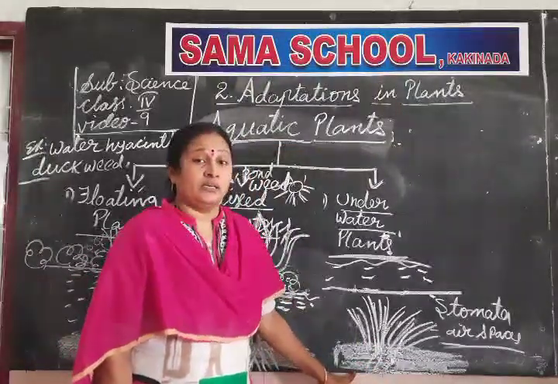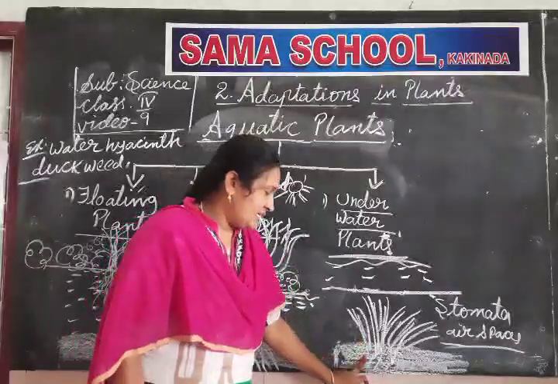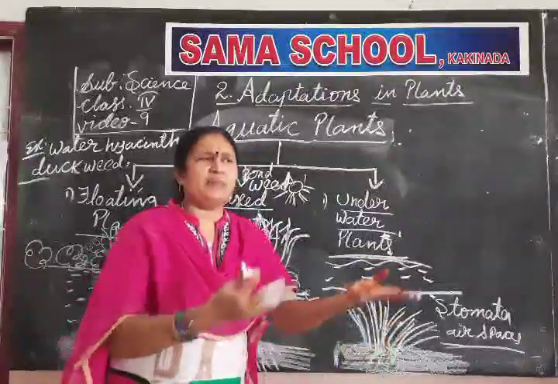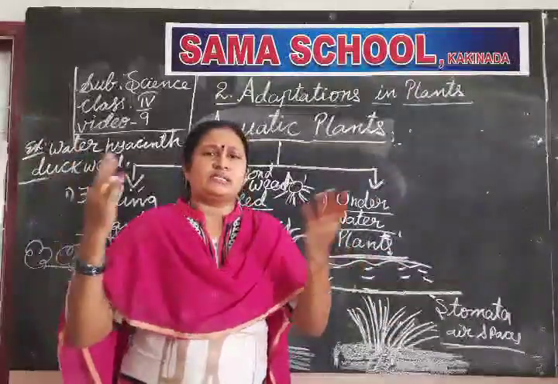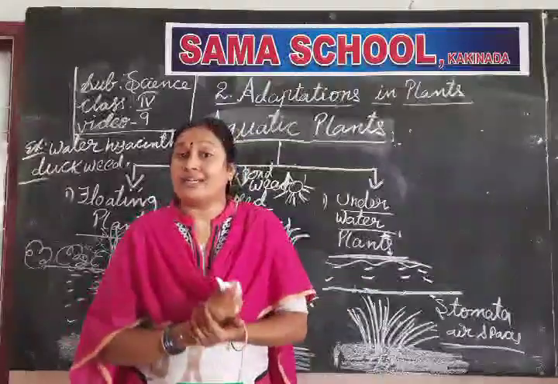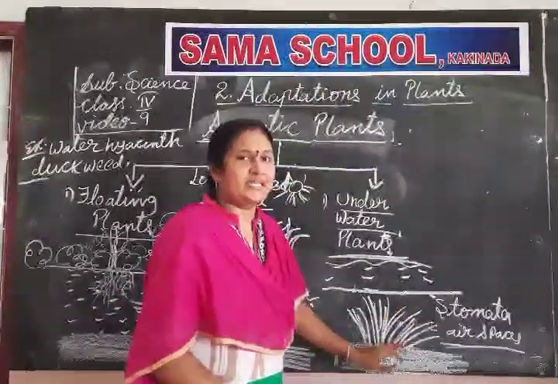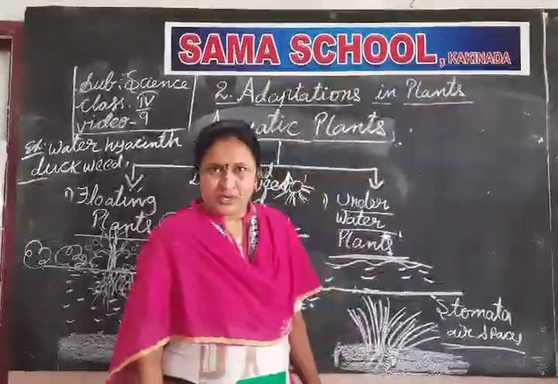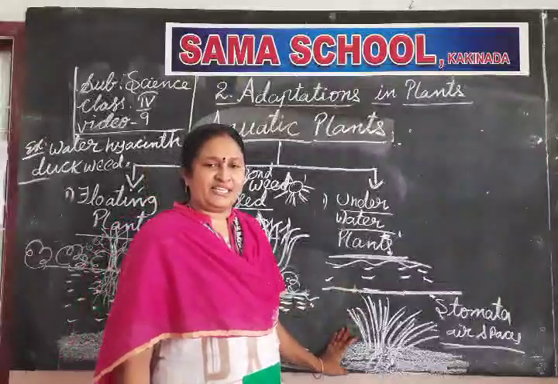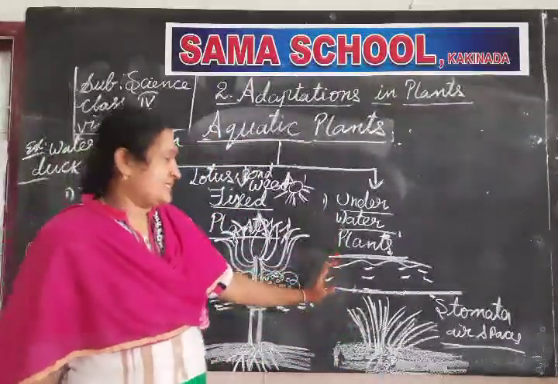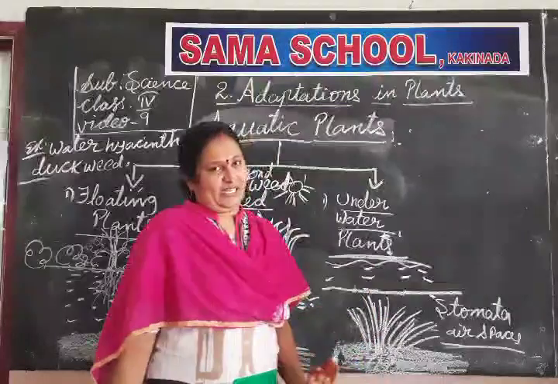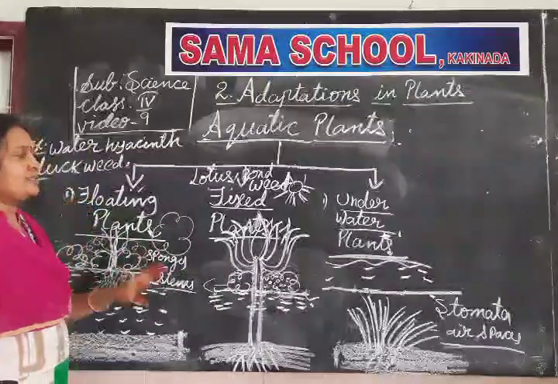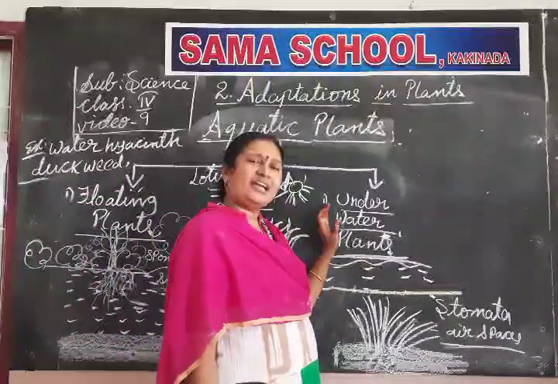And these plants are very important. They give oxygen to the water animals, the sea animals. In the sea there are very large whales, dolphins, starfish, a number of water animals. For all those animals, these underwater plants give food and oxygen too. So these are the special features adapted to these plants to grow underwater. Do you understand now? Once again: floating plants, fixed plants, and underwater plants.